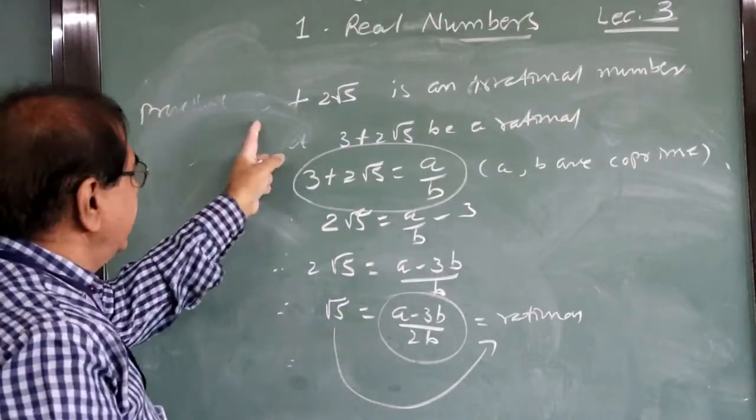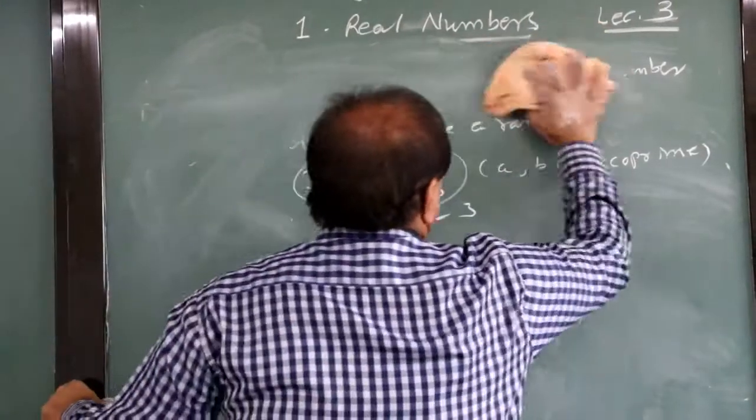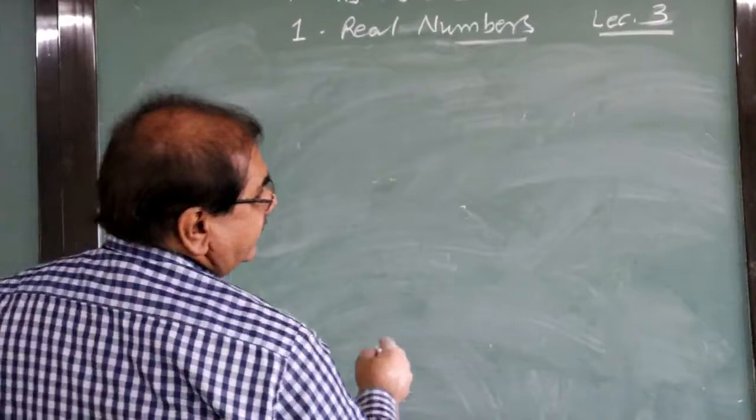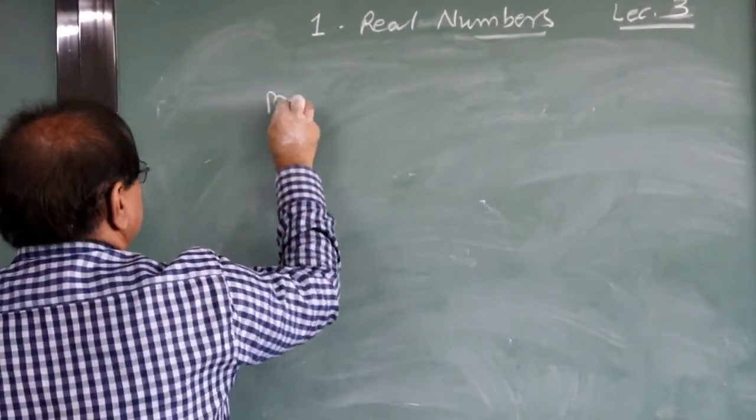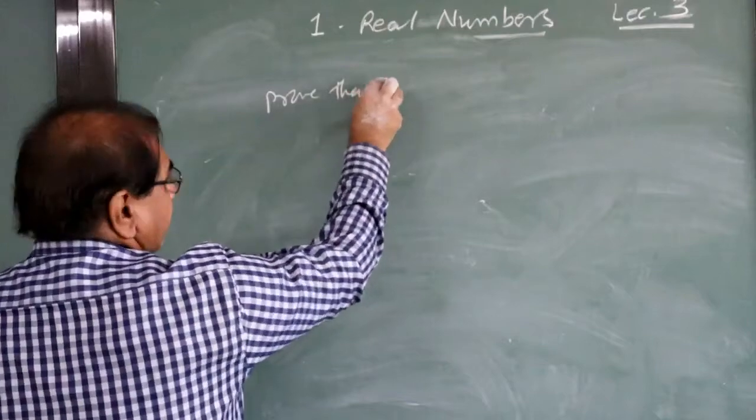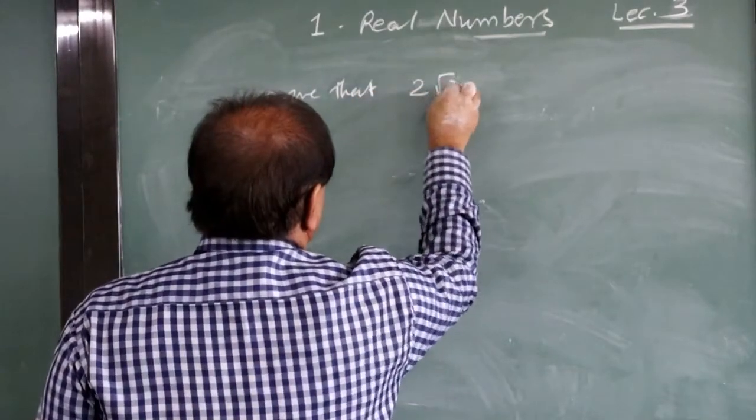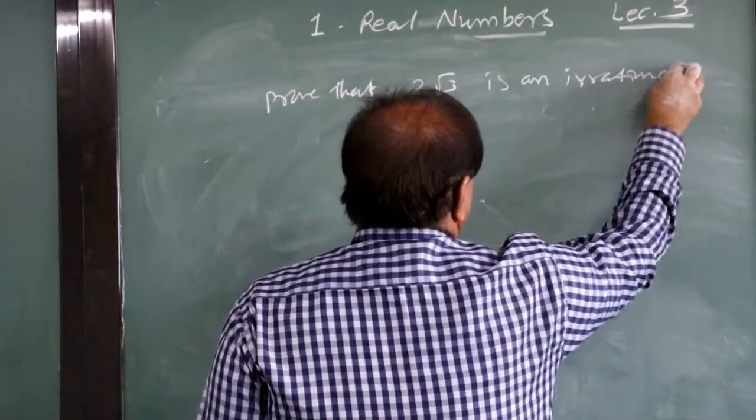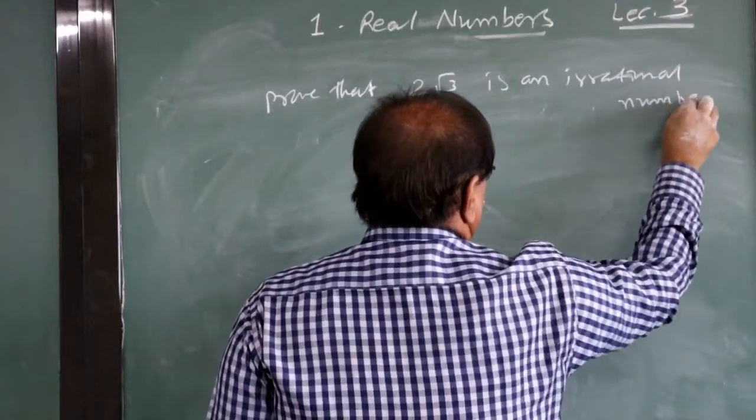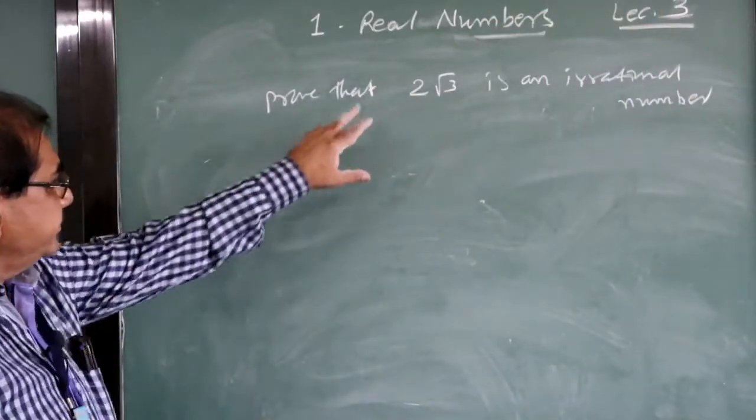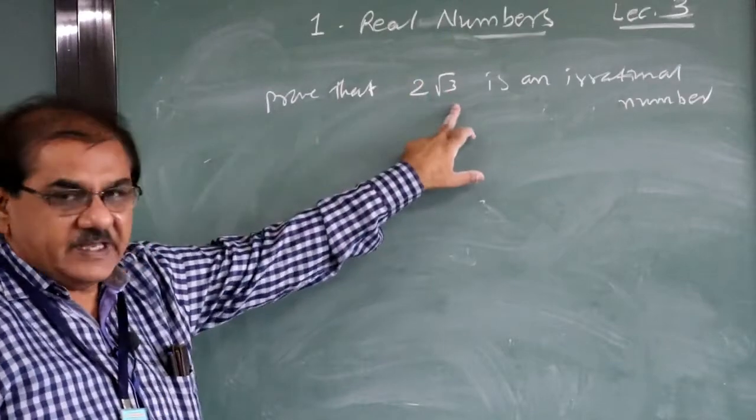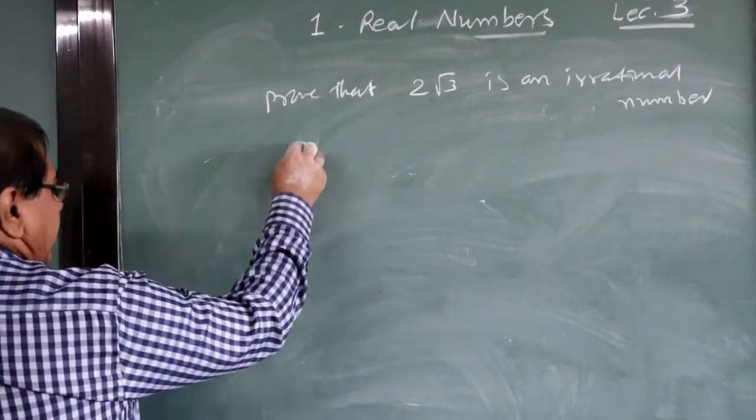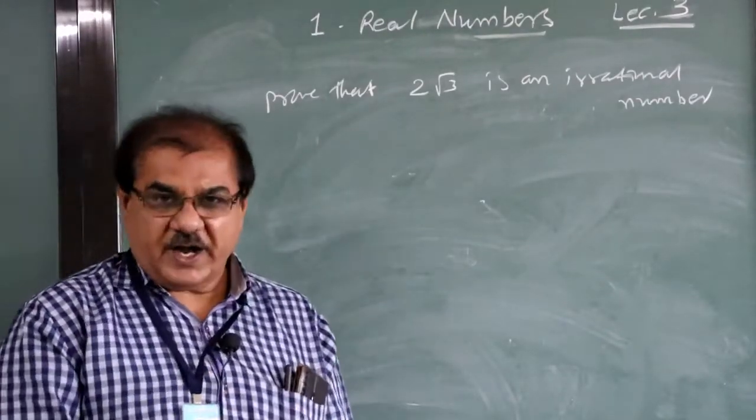It was the sum of one rational and one irrational. Now we take the product. Product means multiplication. Suppose I want to prove that 2 square root 3 is an irrational number. Okay? So it is a product of a rational and an irrational, so the answer must be irrational, but we want to prove it. So again we use the same method, contradiction.